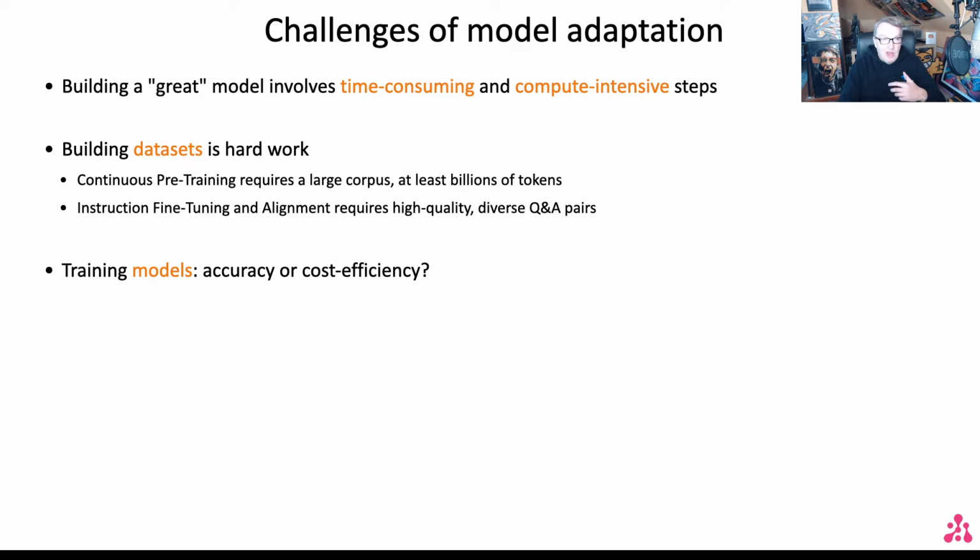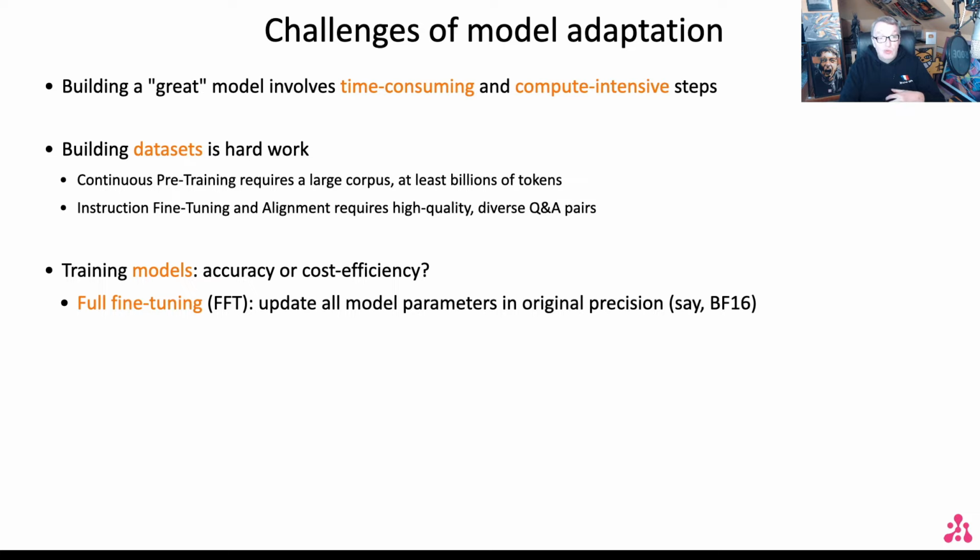Now, when it comes to training, and I use training in the general sense of the word, it could be pre-training, it could be continuous training, or it could be fine-tuning. Most of the time, you have to pick between accuracy or cost efficiency, right? The traditional way to train models and fine-tune models is to do full training or full fine-tuning, which means you're going to apply your data set to the model repeatedly, and you're going to update all the model parameters, right?